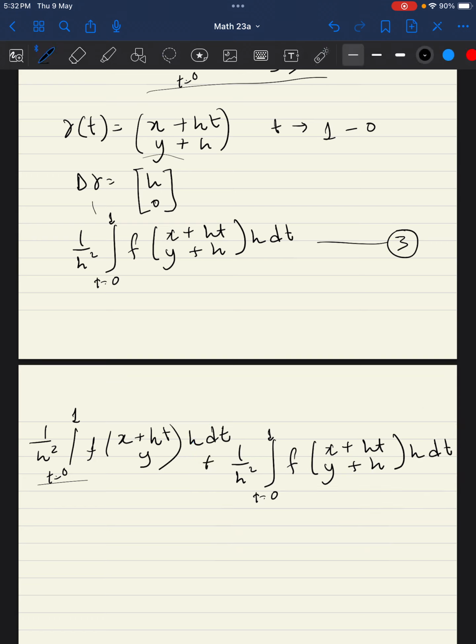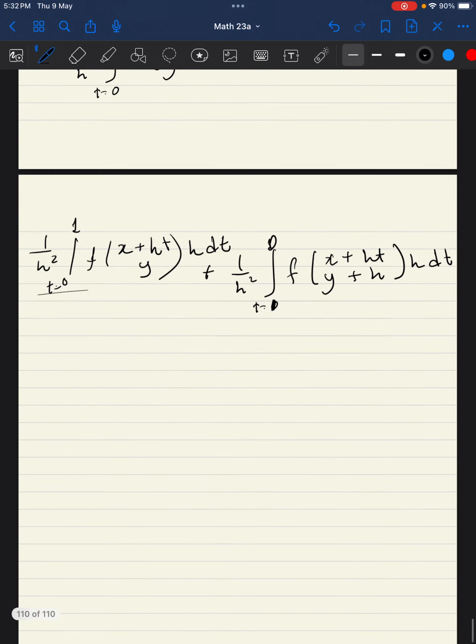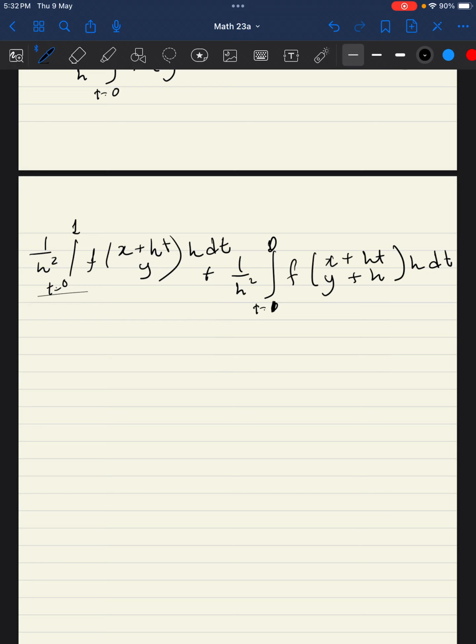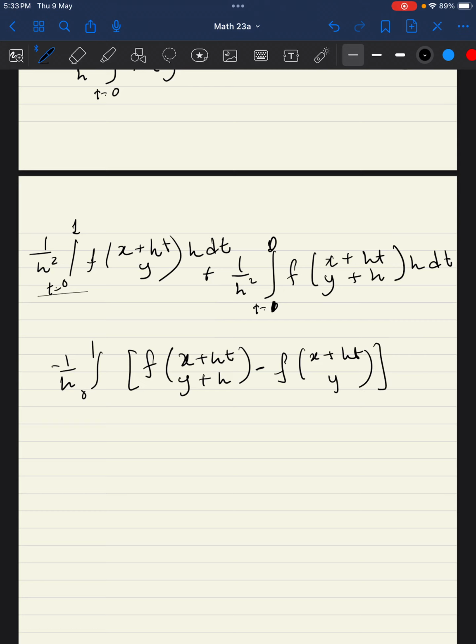Have them together. Did I mess up the sides? Yeah, this should be a 1, this should be a 0 because we're integrating from 1 to 0. So in this case, we can factor out the h's to get 0 to 1, 1 by h, f of x plus ht, y plus h minus f of x plus ht, y, dt.